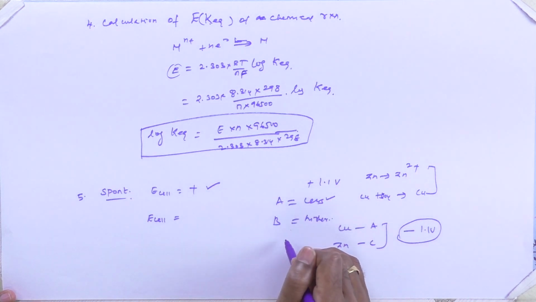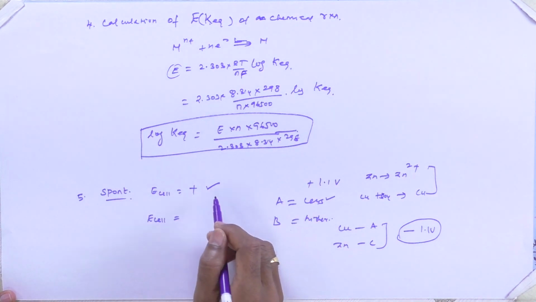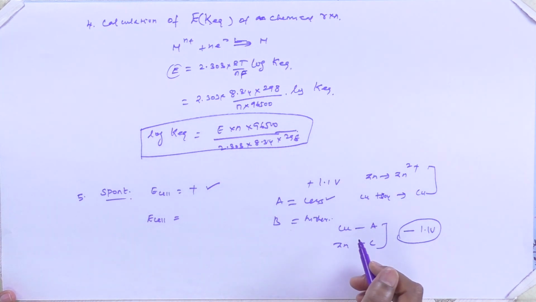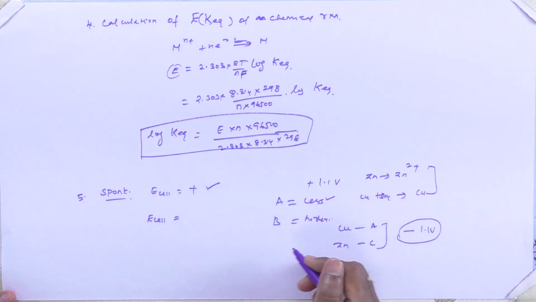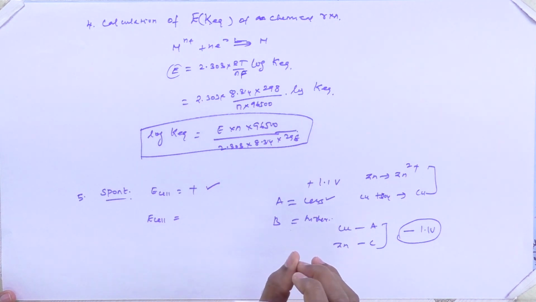So this feasibility can be determined based on the cell output value. For the calculation of the output of a particular electrochemical cell, we need to get the values from the EMF series. So these five are the important applications of electrochemical series.